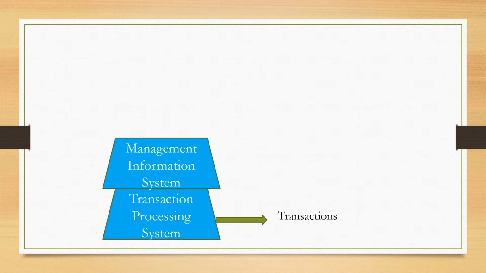Next is management information systems. These serve the management level of the organization. The system condenses and converts the TPS data into information for the purpose of monitoring performance and managing the organization. Transactions that were recorded in the TPS are analyzed and reported by an MIS. An example of an MIS is the budget report.